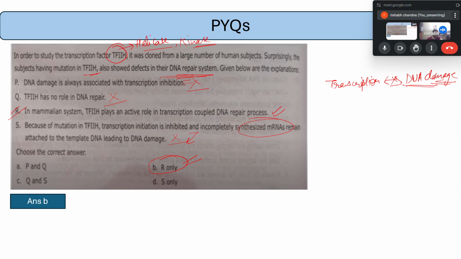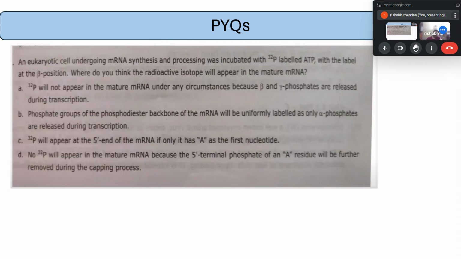Okay. Now, moving on to the next question. A eukaryotic cell undergoing mRNA synthesis and processing was incubated with P32 labeled ATP. So here, the phosphate of the ATP is labeled with P32.